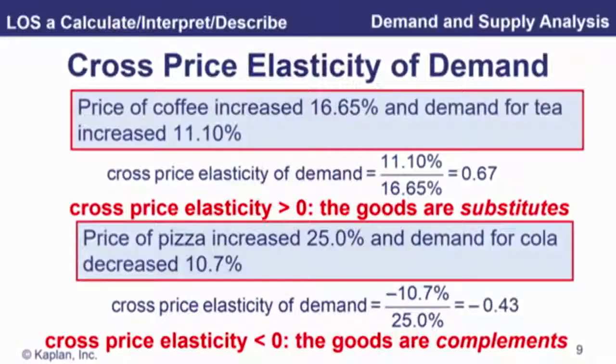The bottom half of the slide, pizza and cola, the opposite. Price of pizza goes up. A huge amount of cola is sold with pizza deliveries. So if the price of pizza goes up, fewer people are ordering pizza. The demand for cola drops. We get a negative cross-price elasticity. Hence, those goods are complements. Selling pizza helps sales of cola. So we've got own price, we've got cross price.